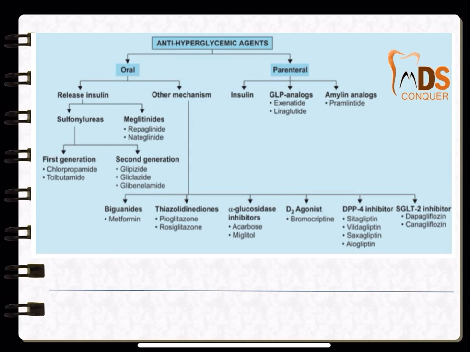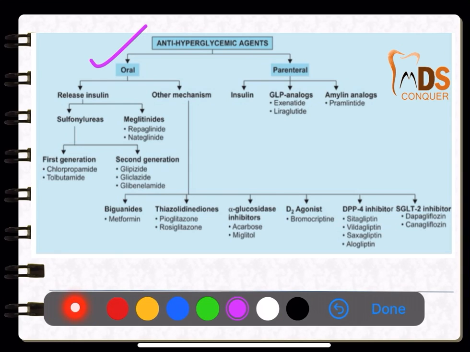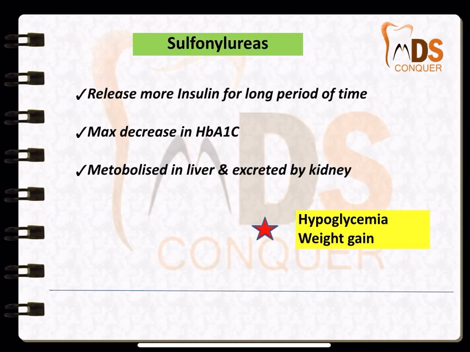Next, the antihyperglycemic drugs. Note down the classification, which is quite important: what are the sulfonylureas, what are the meglitinides, first and second generation, and what are the biguanides. The most commonly given drug is metformin. Sulfonylureas release more insulin for a longer period of time, cause the maximum decrease in HbA1c, and are metabolized in the liver and excreted by the kidney. They can cause weight gain and hypoglycemia, so these are drugs which can cause weight gain.